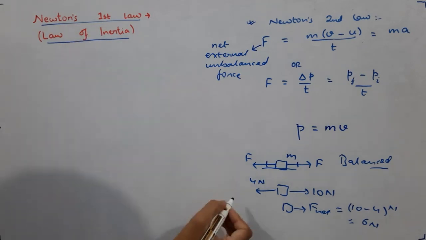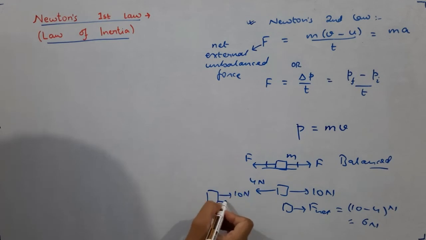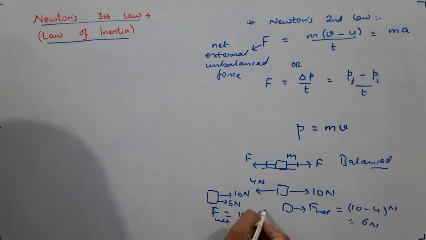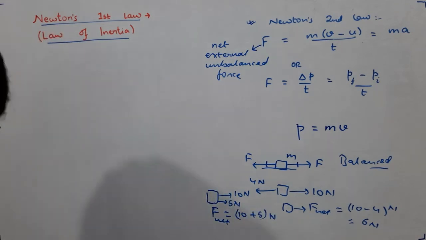On the other hand, if we have a 10 Newton force and a 5 Newton force acting in the same direction, can you tell me what will be the total force acting on this body? Because they are in the same direction, they will help each other. Net force in this case will become F net equal to 10 plus 5 Newton, that is 15 Newton. Is it clear, students? Okay.